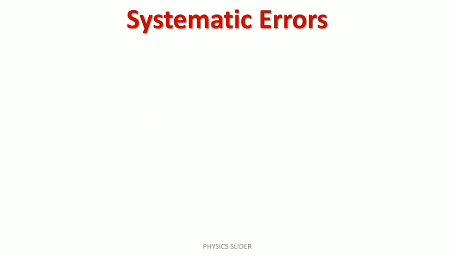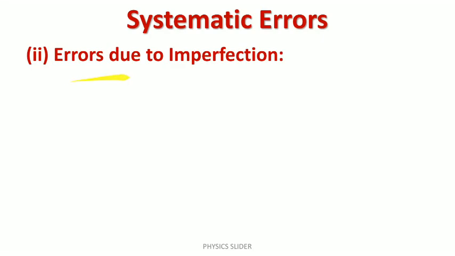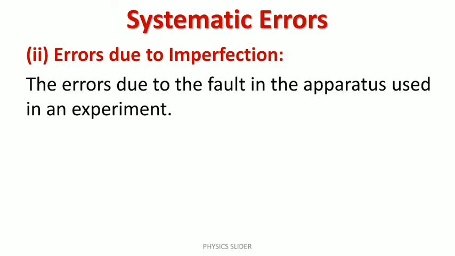Moving ahead with some more: the errors due to imperfection. What are imperfections in the system? Watch here. The errors due to the fault in the apparatus used in an experiment. If you are using an apparatus in the experiment and there is a fault in the apparatus, there are connections which are loose, or there is missing of any equipment that is required with that apparatus, or any fault in that apparatus if found, then the errors will be categorized under the errors due to imperfection.